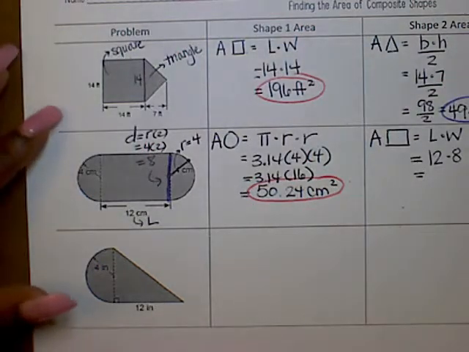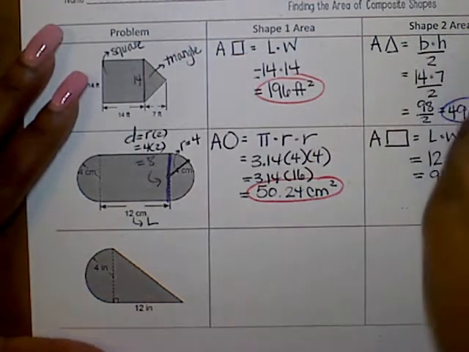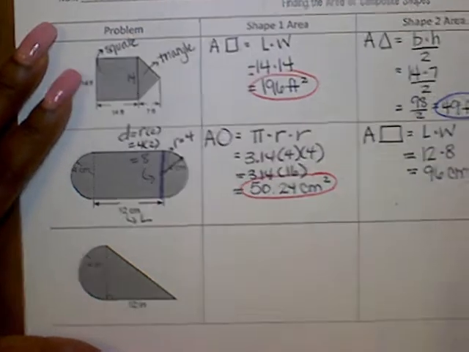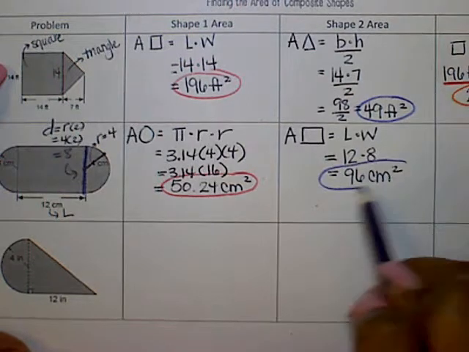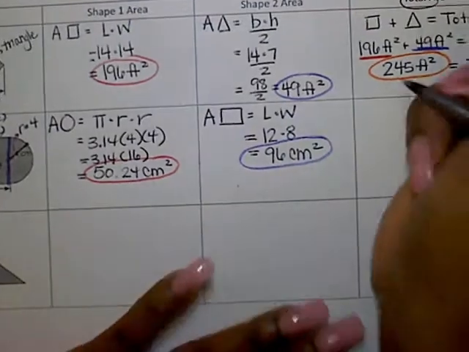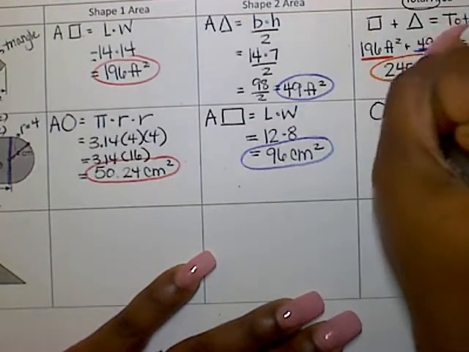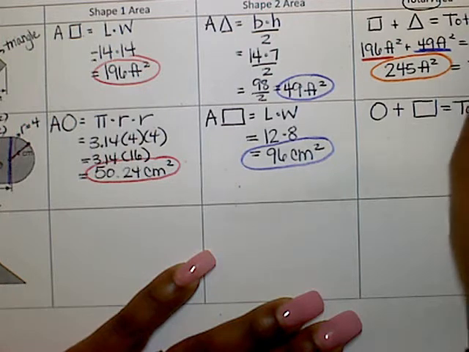So we do 12 times 8 in our calculator and get 96 centimeters squared. Okay, and now we can add these two together to get our total. So we have the area of the circle plus the area of the rectangle. That's going to equal our total.